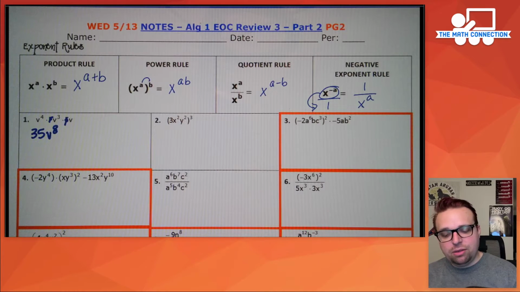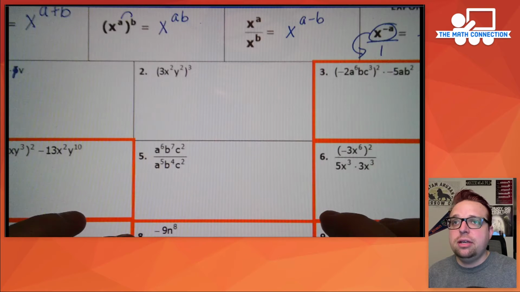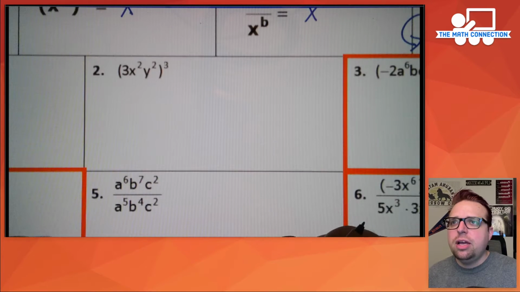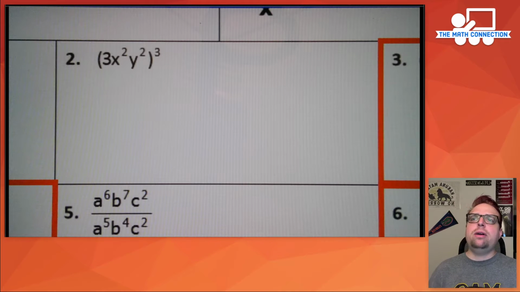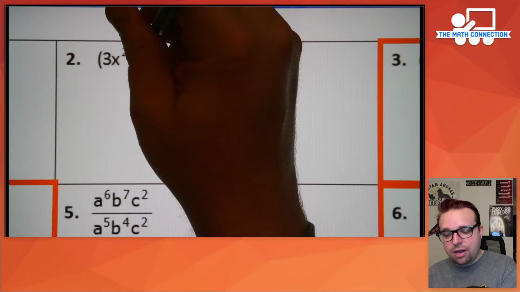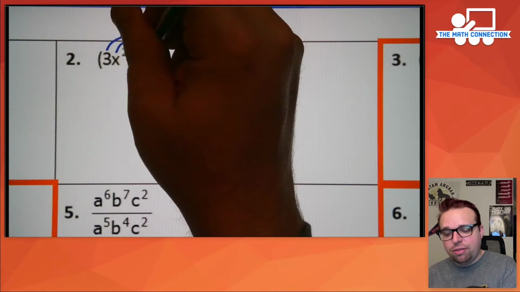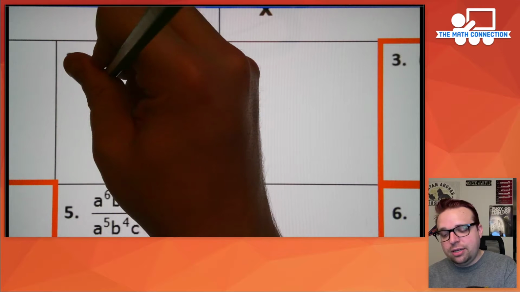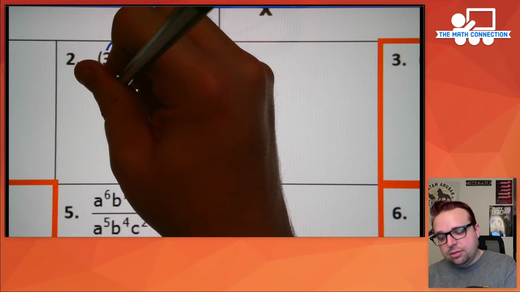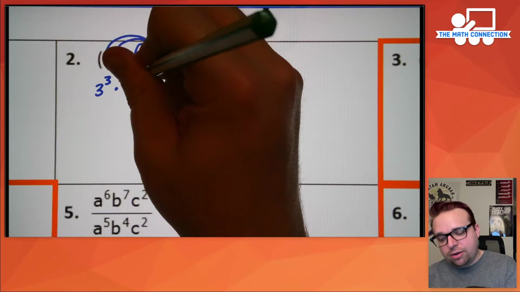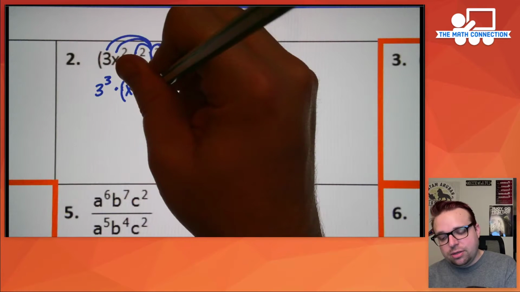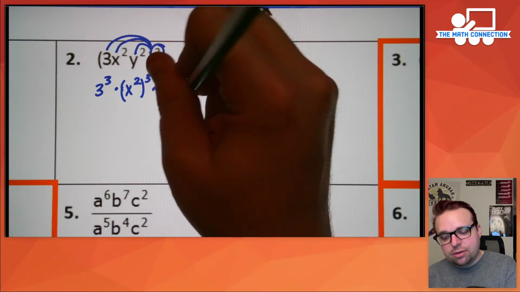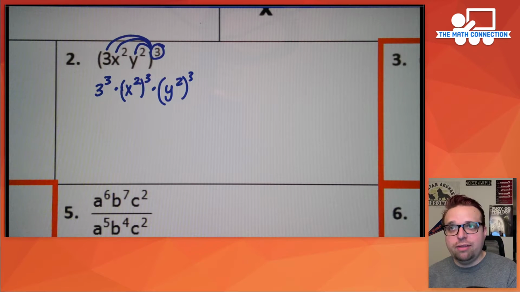Number 2, I'm going to make my pen a little less thick too so it's easier to see. Number 2, let me zoom, is a 3x squared y squared inside parentheses, and that's to the 3rd power. So you need to take this and it goes to every single thing inside here. It goes to the coefficient, it goes to the x squared, and it goes to the y squared. So this is 3 cubed times x squared cubed times y squared cubed. Okay, that's one way of looking at it.